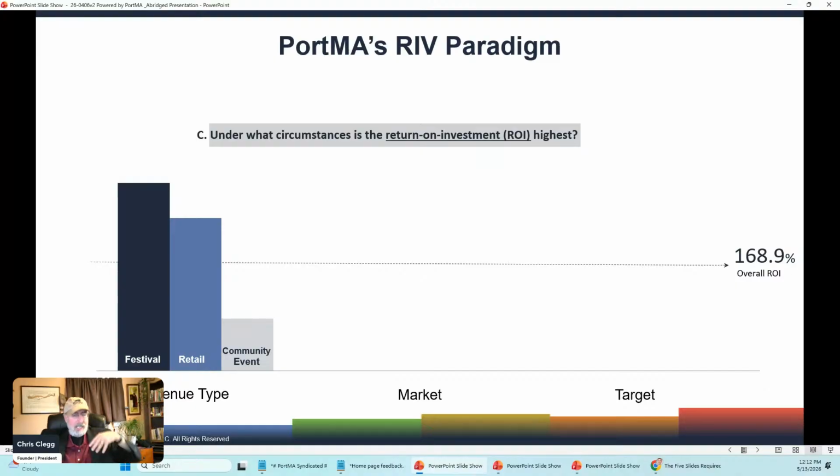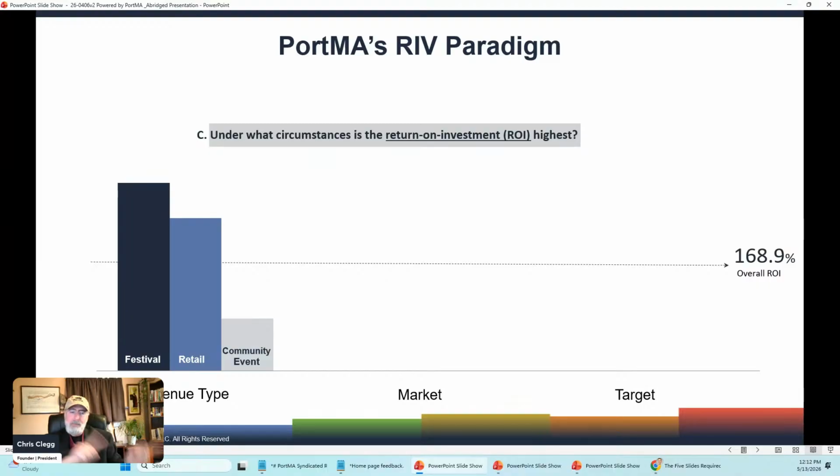And we can start to segment it by, let's say, the different types of venues that we were at. So if we were at festivals versus retail versus a community event, we're going to see a wide variety of ROI based on those different scenarios. And what's beautiful about this model and what makes this model so incredibly actionable is that when we look at this hypothetical example, we see festivals so much outperformed community events.